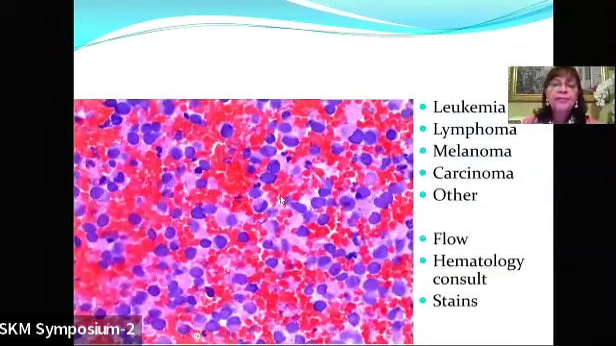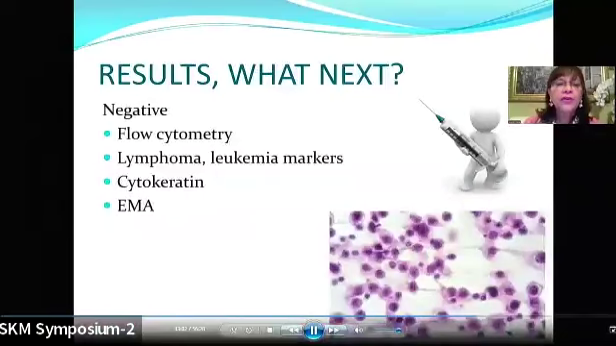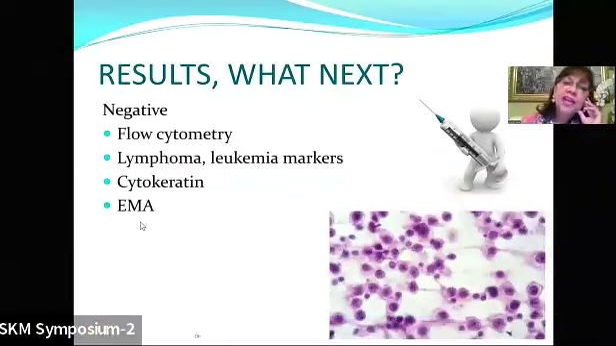So the top diagnosis was, it has to be some sort of leukemia, lymphoma, could be melanoma, some sort of carcinoma or something else. So we obtained material for stains and for flow cytometry, and we got a heme consult. Well, flow was negative. Heme looked at this and they worked it up for lymphoma, leukemia, and it was negative again. And the cytokeratins and EMA were negative as well. So what do you do next?